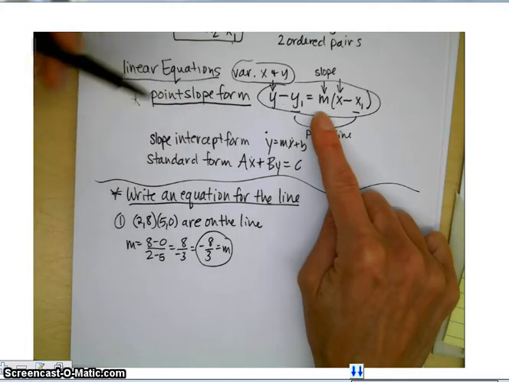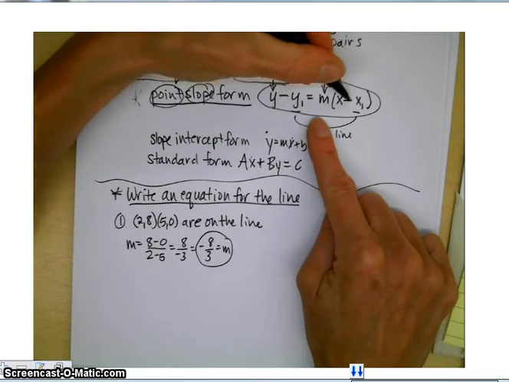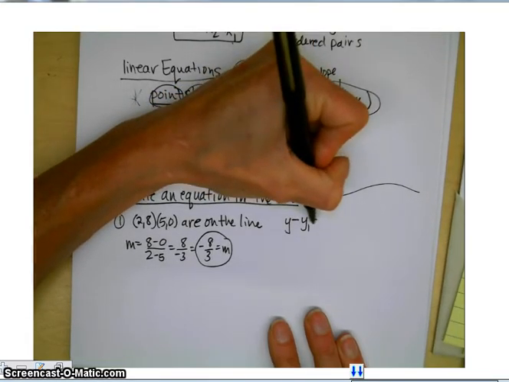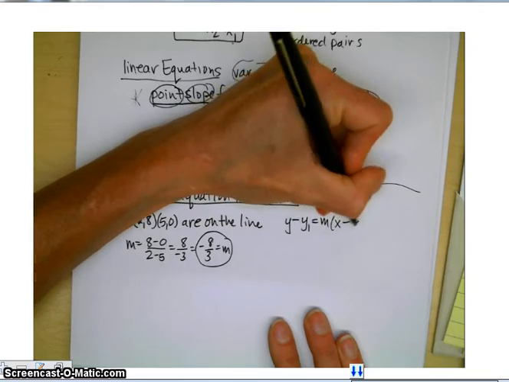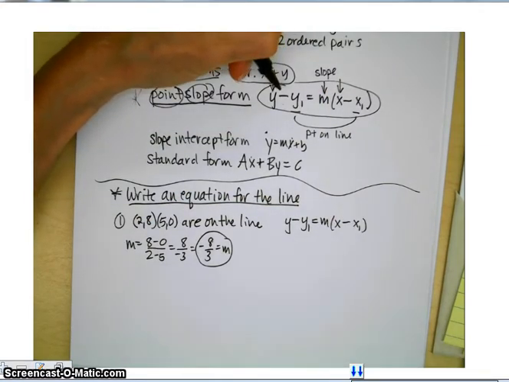So since I have a point and the slope, I can start with this form. And I always start with this form. Y minus y1 equals m times x minus x1. This form, you'll see it so much throughout the year. Okay, you need to use it later. Get used to using it now.